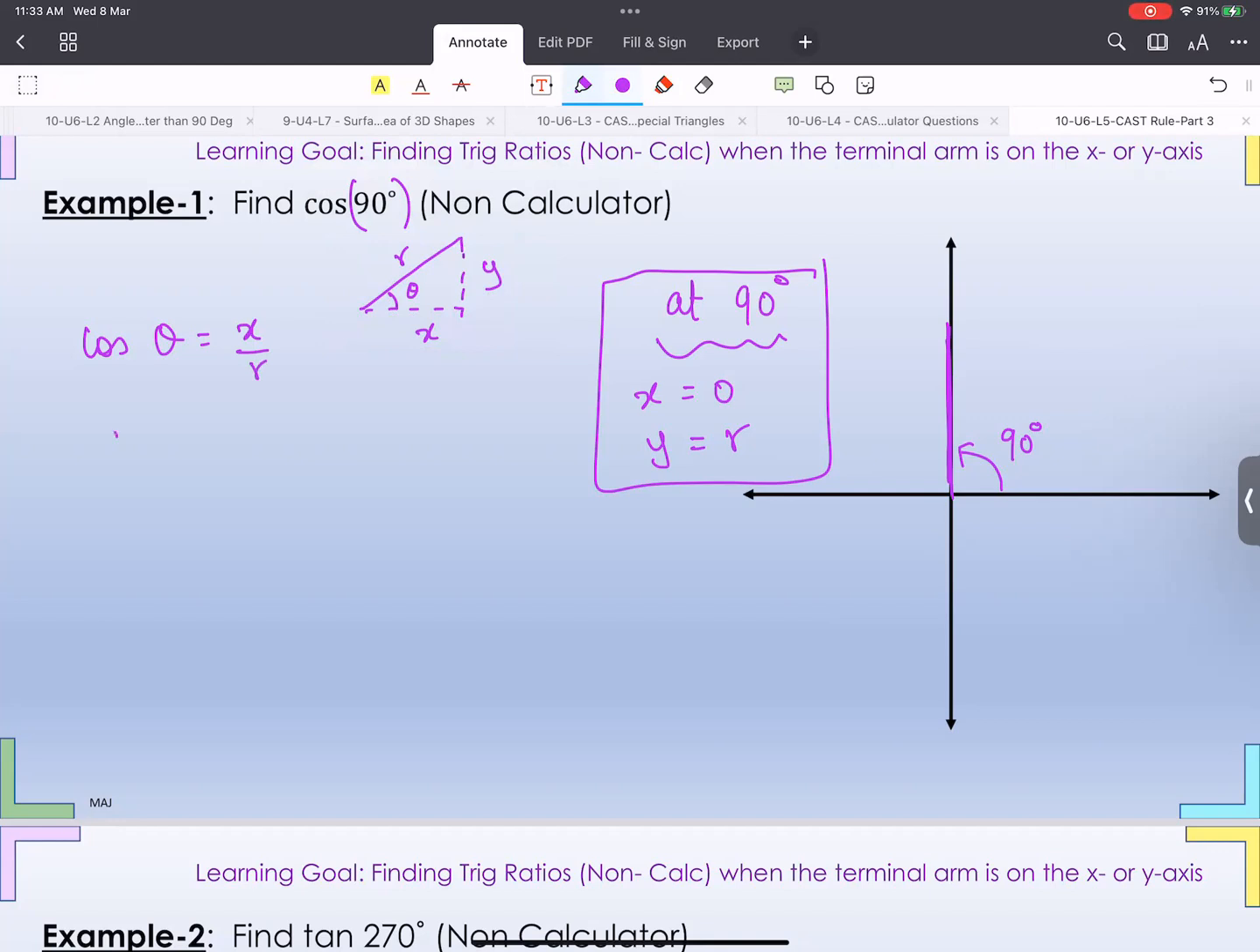So cos theta is X over R, right? X is 0, so cos of 90 degrees is 0 divided by R. So 0 divided by any number is 0, so cos of 90 is 0. Okay, it's just simple, right? So you have cos of 90 is 0. Okay. All right, so we've done one question. Let's move on to another example.